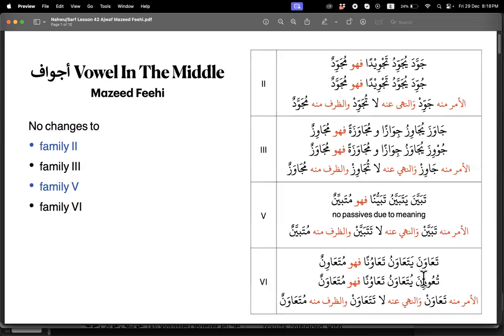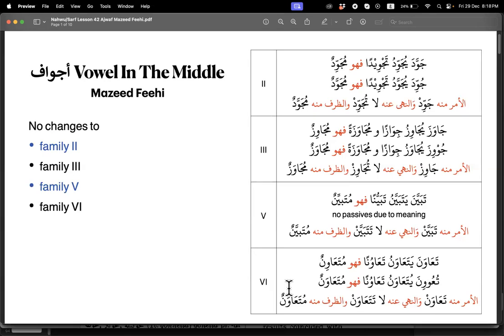And what about this one? This one is Ain Waw Nun. Yes, this is our default word anyway. Ta'awana, ya ta'awanu. It is our default word, so it already has a wow there. So all of these have no problems. Just treat them as per normal.